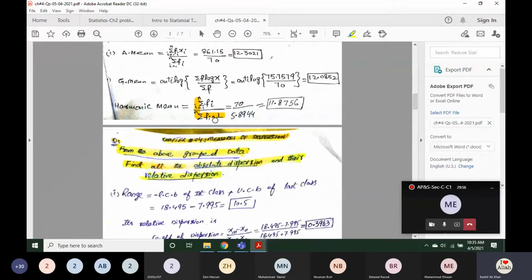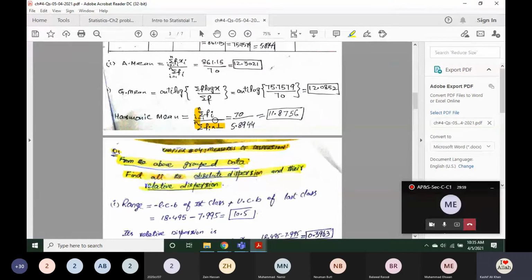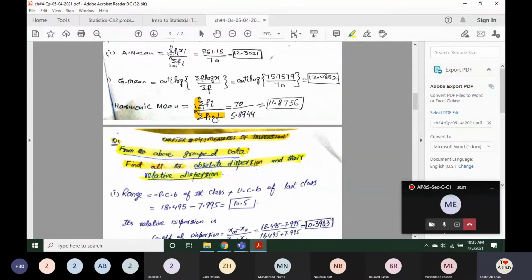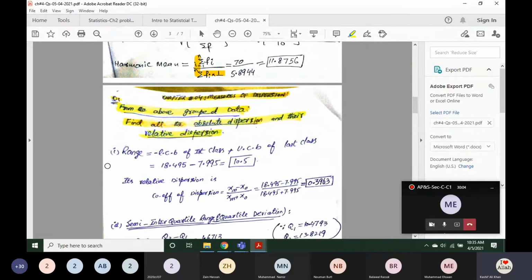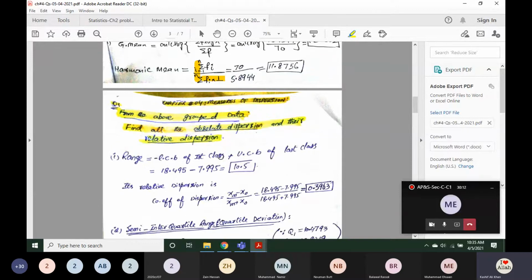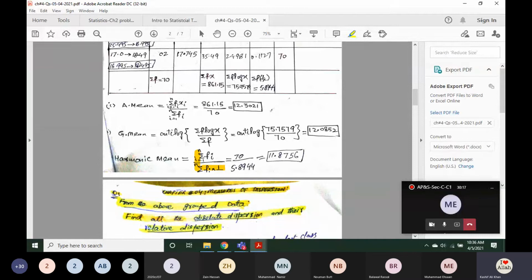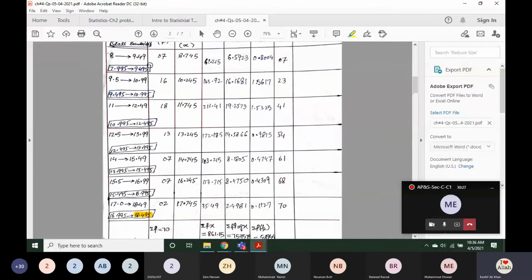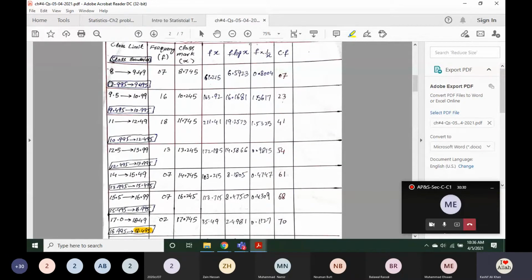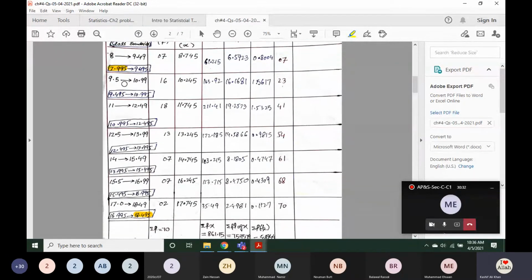So if you have grouped data like this one expressed on the above page, and you are asked to find the range, then the range formula is the upper class boundary of the last class minus the lower class boundary of the first class. So what is the upper class boundary of the last class? This is the last class and this is the upper class boundary, 18.495, minus the lower class boundary of the first class, that will be 7.995.